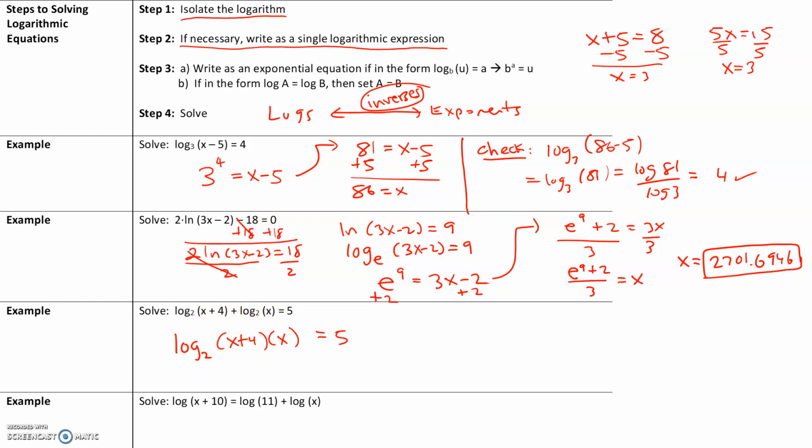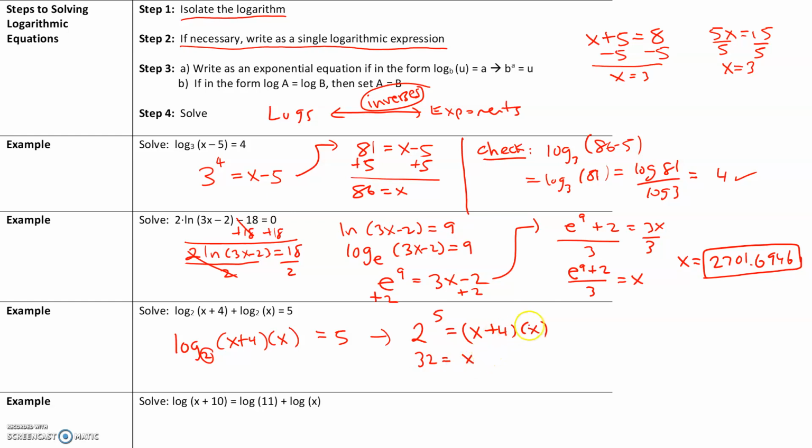Now that we have a single logarithm, we rewrite this as an exponential equation. So the base of the log becomes the base of the exponent, the 5 becomes the exponent, and this equals x plus 4 times x. 2 to the 5th is equal to 32.